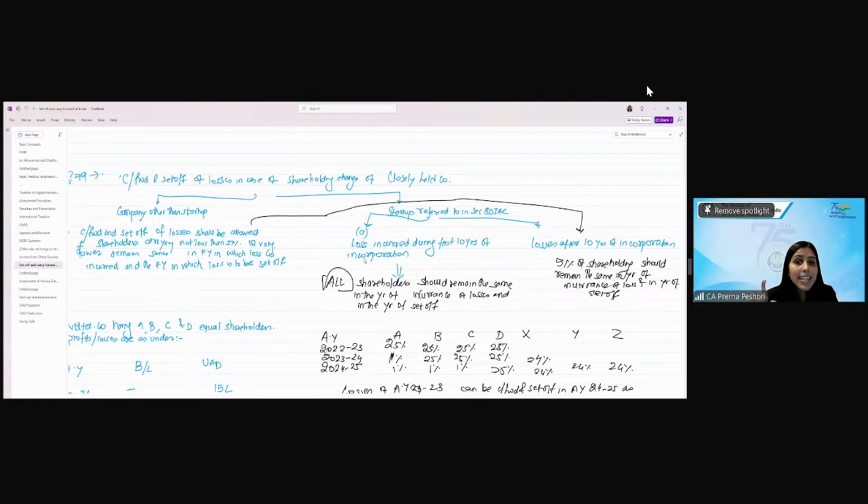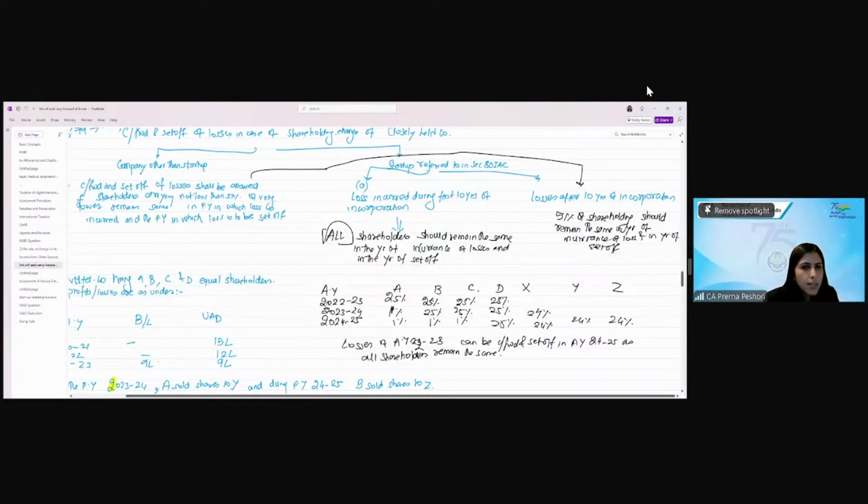For the first 10 years of incorporation, they have removed this condition. What they have said is, even if there is a change in the 51% shareholding, all the shareholders should remain the same in the year of incurrence and in the year of set-off. So let's say, for example, A, B, C, D are the shareholders, and for the year 2022-2023 there is a loss, which is now to be set off in the year 24-25. All of them are 25% shareholders.